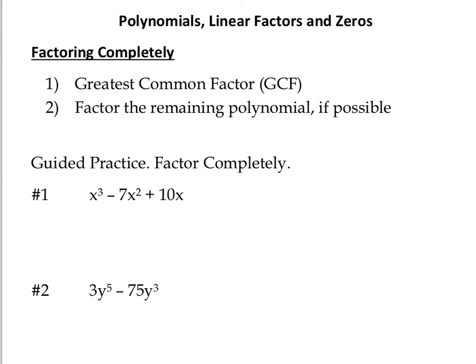So in this first example, there is a common factor of an x that I can take out of each of these terms, a greatest common factor of x. All three of these terms have a common factor of x. I can take an x out of x to the third, 7x squared, and 10x. And when I do that, I take the x out of each of those, and the factors that are left over are x squared minus 7x plus 10.